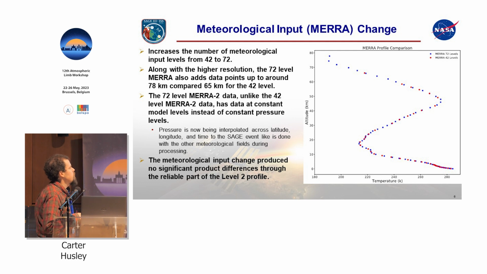Besides the increase in number of levels, the big difference between the two MERRA data packages is that MERRA-2 at the 42 level resolution uses a constant pressure surface to map that data to, while 72 level MERRA uses constant model levels. So now within the SAGE algorithm, we are interpolating pressure across latitude, longitude, and time to match the SAGE event latitude and times. We already do this with our other meteorological inputs, so we're just adding this for the pressure.